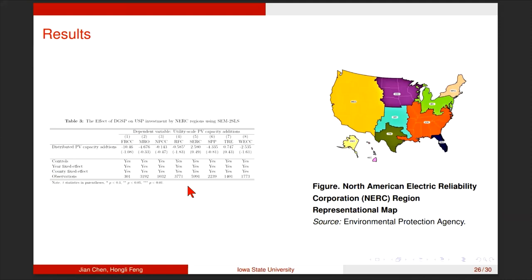Yeah, true. This geographic unit is also one of our concerns because now we are looking at counties. The underlying assumption is that the driving factors affecting utilities' decisions also affect the county, but it may not be true.